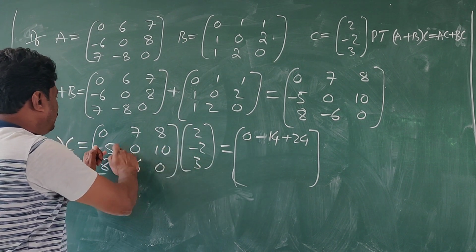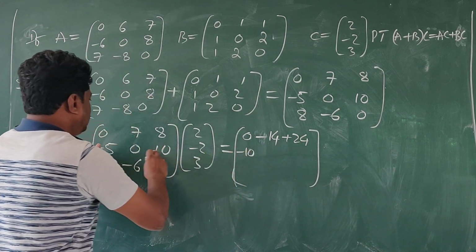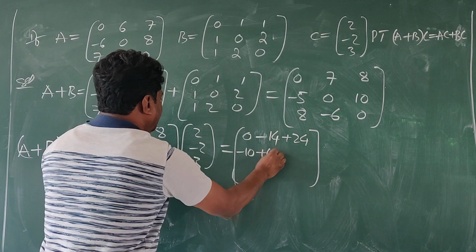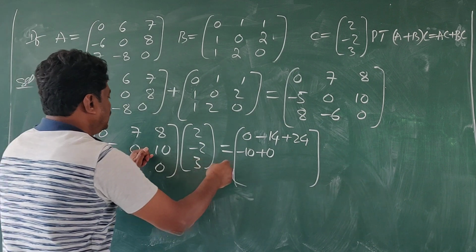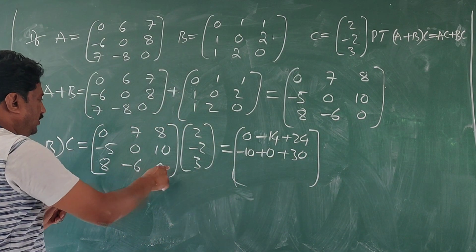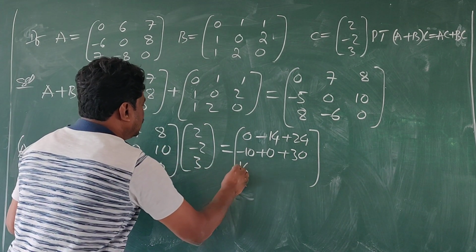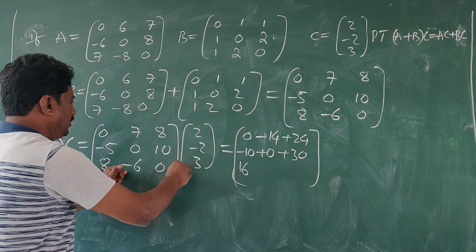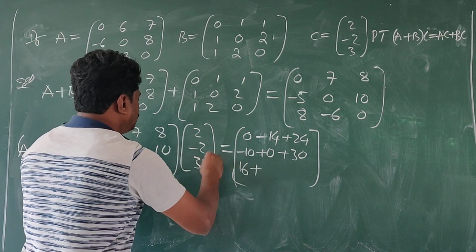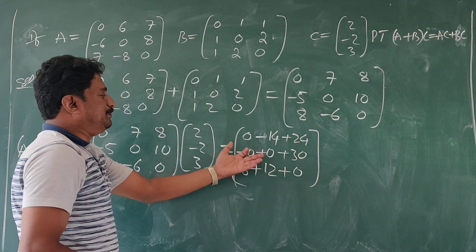Second row, first column. -5 into 2, -10. Plus 0. Plus 10 3s are 30. Third row, first column. 8 2s are 16. Minus into minus, plus 6 2s are 12, plus 0. Simplify this.